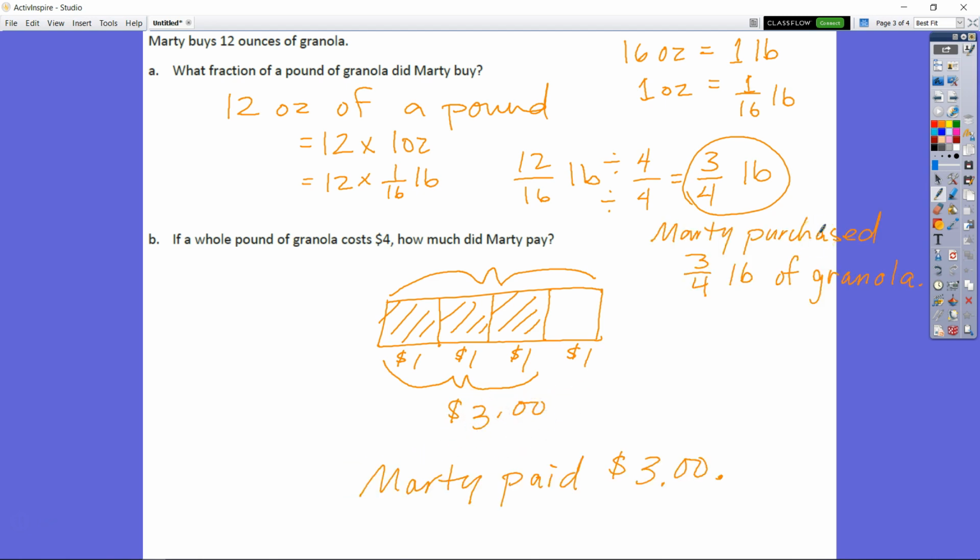All right, so there's our answer for A and B. Marty purchased 3/4 of a pound of granola and she paid $3 for that granola.